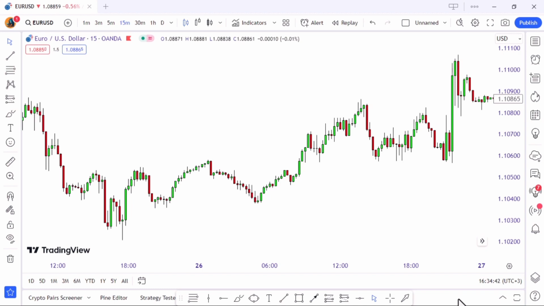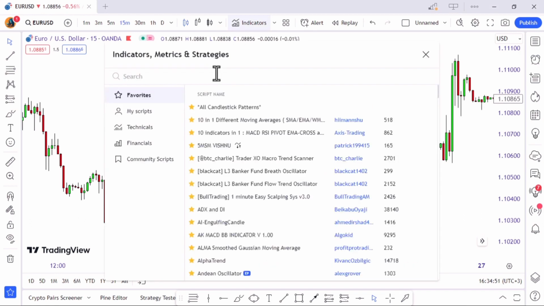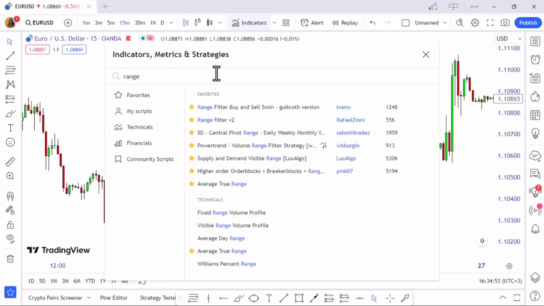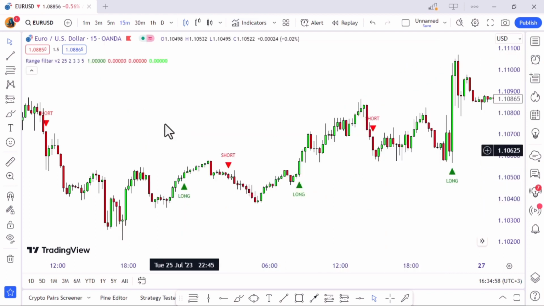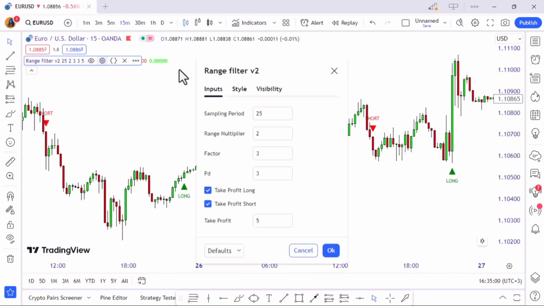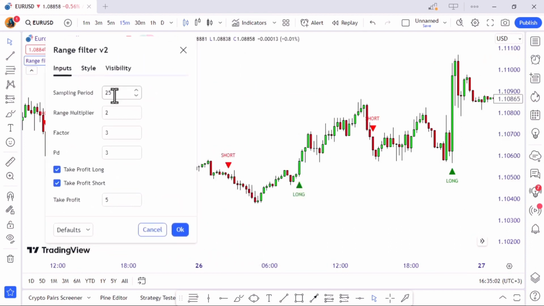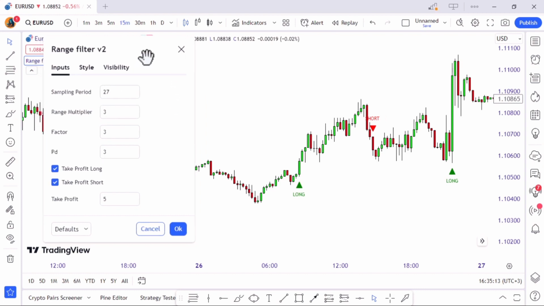Now head over to your trading platform indicator section and add the range filter version 2 indicator to your chart. It's a crucial tool in this strategy. Alright, let's fine-tune this indicator for optimal results. Go to the inputs tab and set the sampling period to 27. Adjust the range multiplier to 3, and these tweaks will help you filter out the noise and get clearer signals.